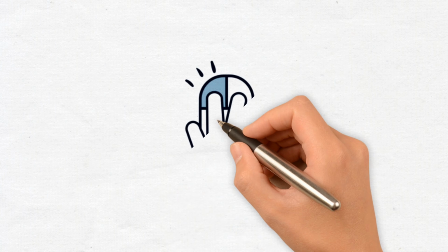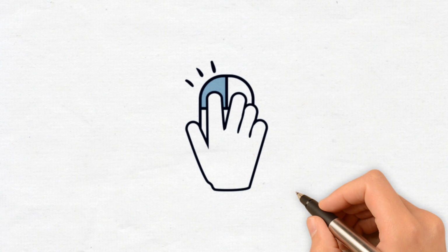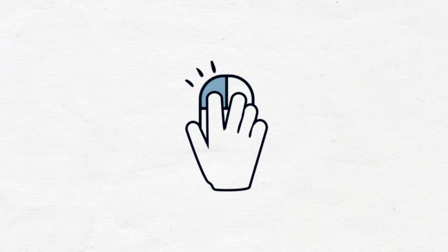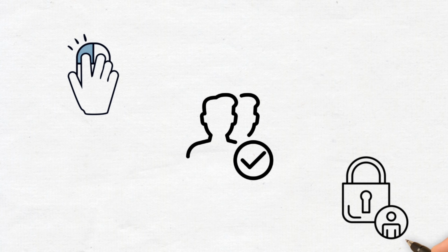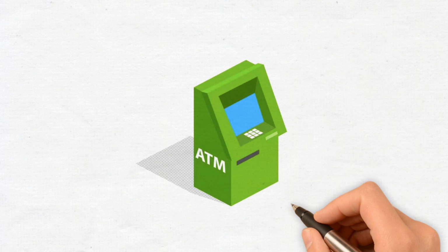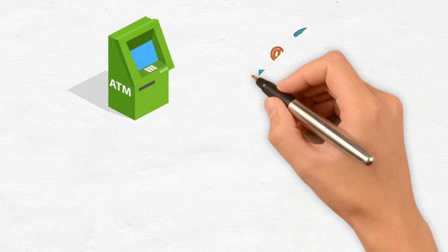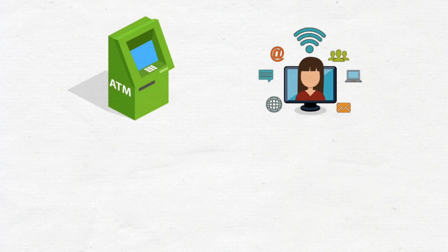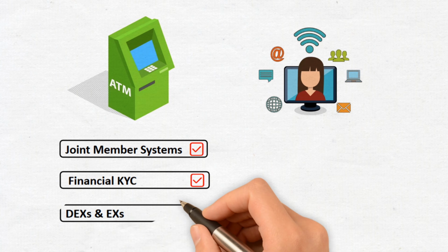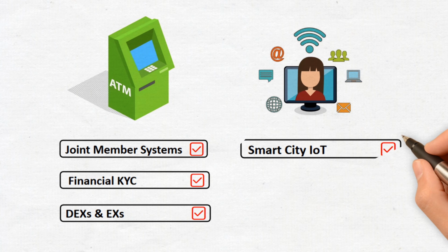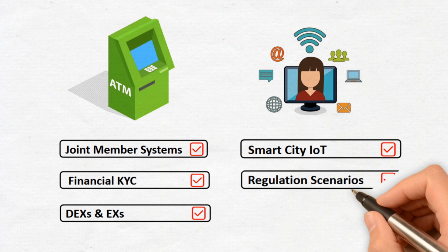The process is very simple. Instead of operations like entering an address on the platform, it takes just a few clicks to complete. This verification process effectively protects users' privacy. From a long-term perspective, all offline and online services regarding the application of identity information can be achieved by the DID system, such as joint member key account systems, financial KYC, exchanges, smart city IoT, and other highly regulated interactive scenarios.